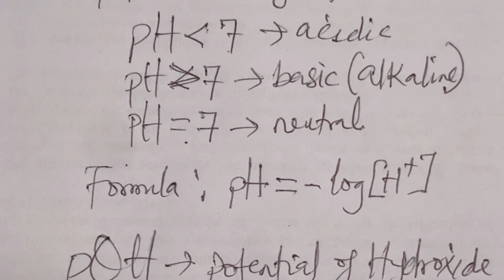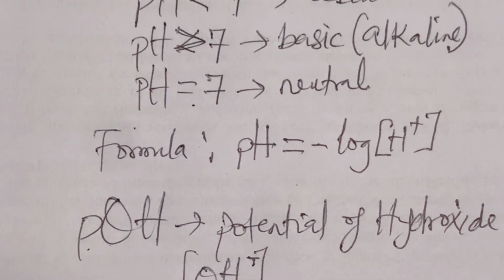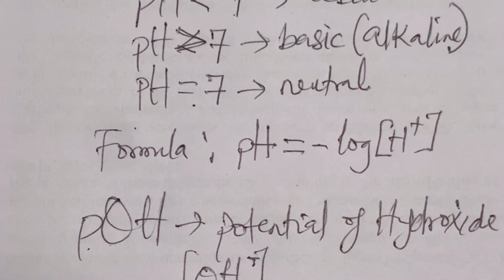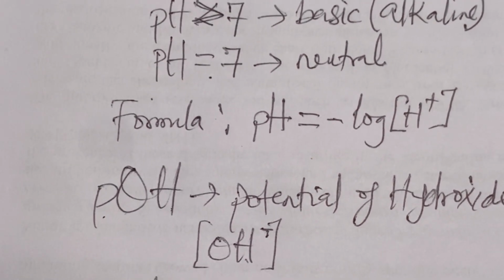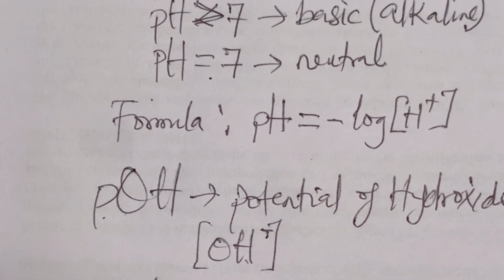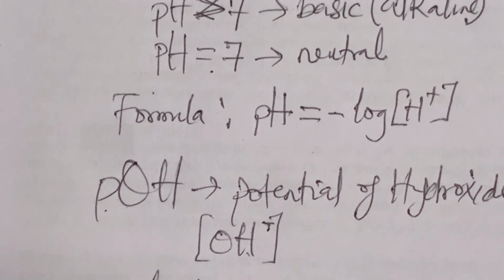Also, this particular one, pOH, the potential of hydroxide, ranges from 0 to 14. But the scale is reversed. Unlike pH, when pOH is less than 7, it is basic. If it is equal to 7, it remains neutral. But anytime this is greater than 7, it is acidic. You see, they play the opposite side of the formula we talked about.